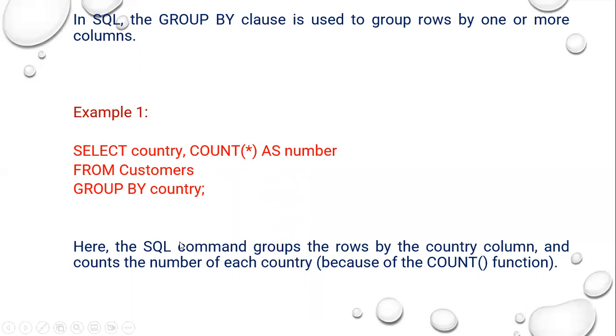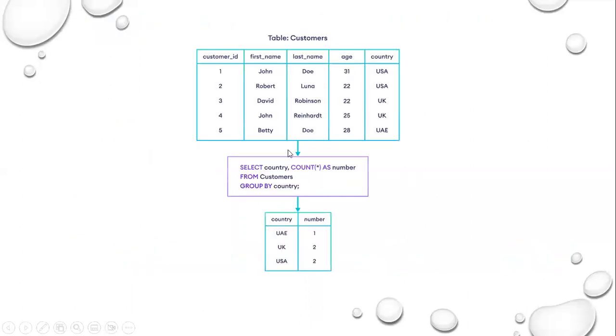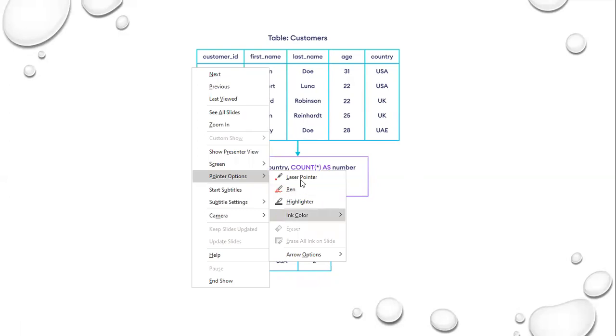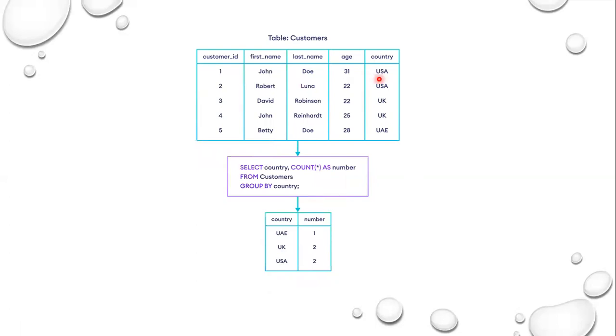Whenever free, you can execute it in the online SQL mode. Here the command groups the rows by the country column and counts the number of rows for each country. Let's say for example, here we have a customer table with information like customer ID, first name, last name, age and country. Here we have John, last name is 2, age is 31 and country is USA. Similarly, another customer ID is 2 followed by age 22 and country USA and so on.